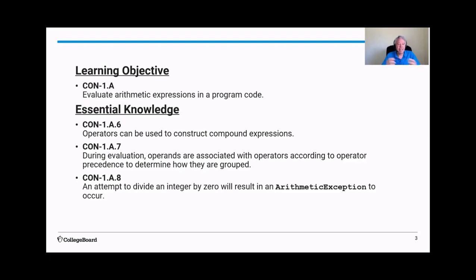more complex arithmetic operations. So our learning objective is still to evaluate arithmetic expressions in program code, but now we're going to look specifically at how we construct compound expressions. We're going to talk about order of operations a little bit. Java is just like algebra. We use algebra when we do our calculations. All of those same rules apply. And we're going to throw in one extra little piece at the bottom to show what happens when we do something like trying to divide specifically by 0.